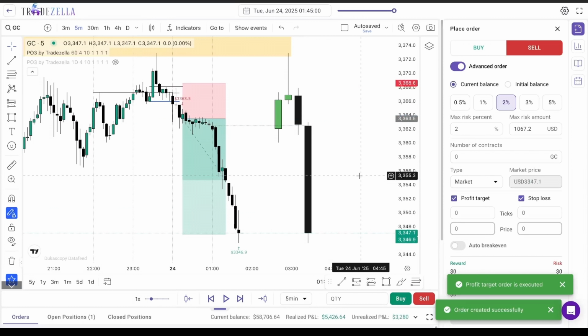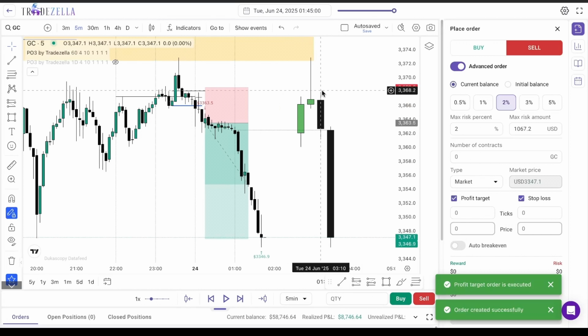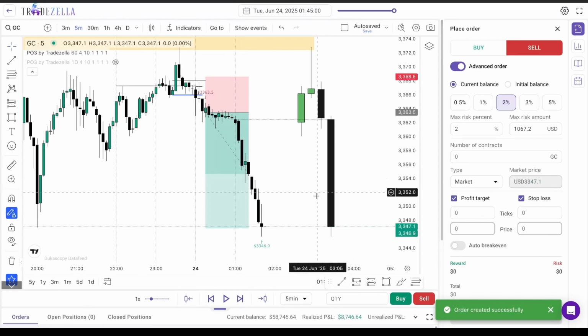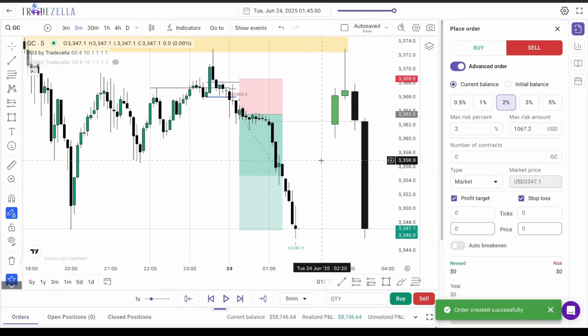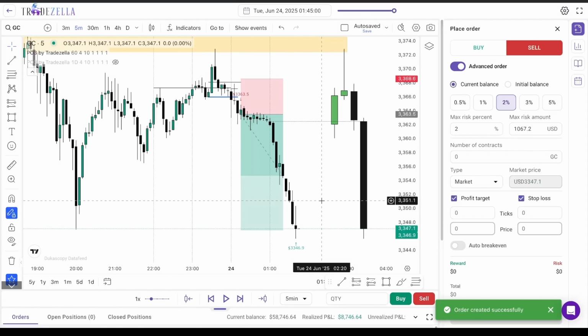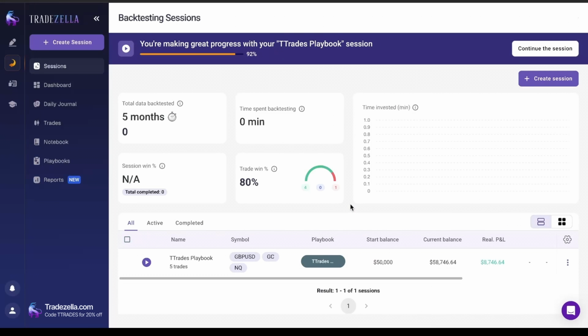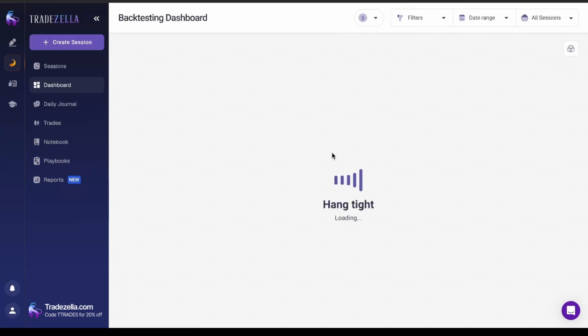And we get that continuation lower. Now, what do you notice about this hourly candle here? It closed below the previous, which allows this next candle to expand as well. Now let's go ahead and exit backtesting and take a look at the journal to see how it went. Now after exiting my backtesting session, I can go ahead and click these 3 dots here and go to session results if I want to view the statistics.